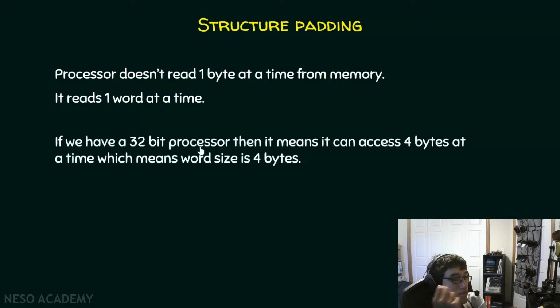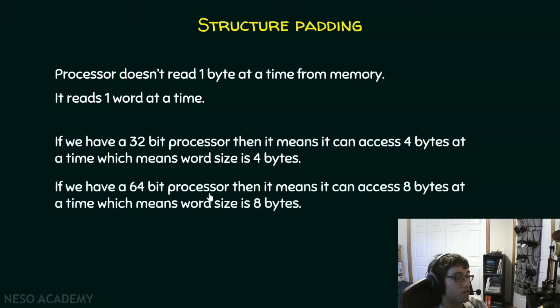If we have a 32-bit processor, then it means it can access 4 bytes at a time, which means word size is 4 bytes. Instead of accessing 1 byte at a time, it can access 4 bytes at a time, right? And if we have a 64-bit processor, then it means it can access 8 bytes at a time, which means word size is 8 bytes.